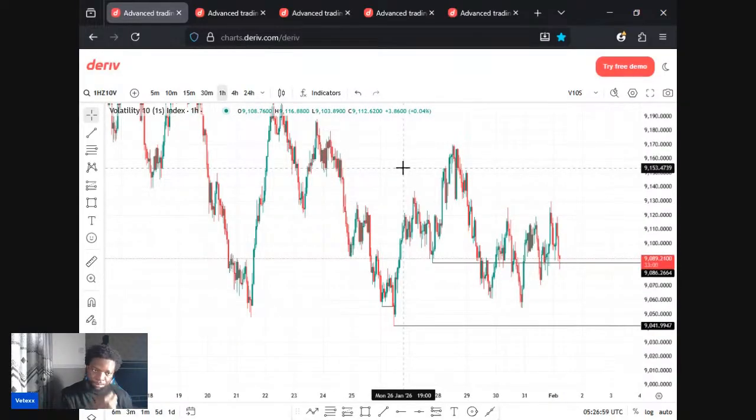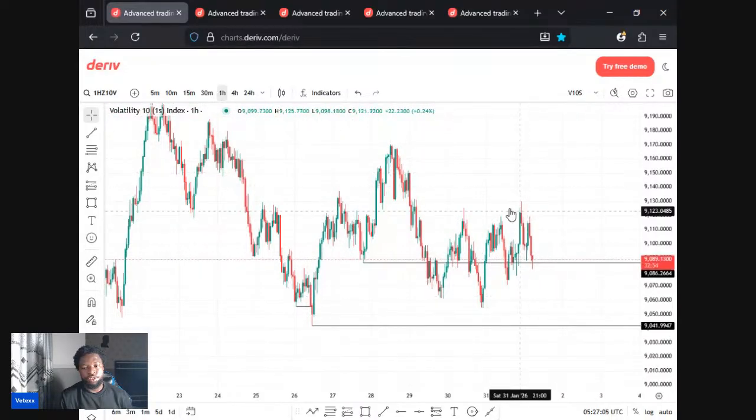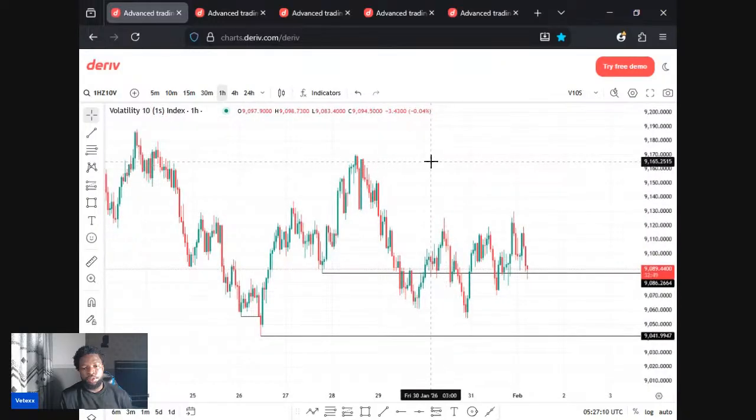So V10S is bearish, it's bullish on the weekly time frame, no structure on the 24-hour time frame, but it gives a continuation on the 1 hour time frame. So which we mark out yesterday.